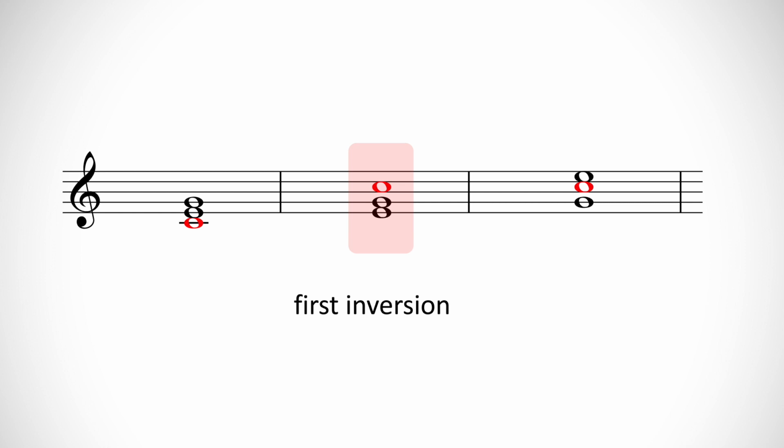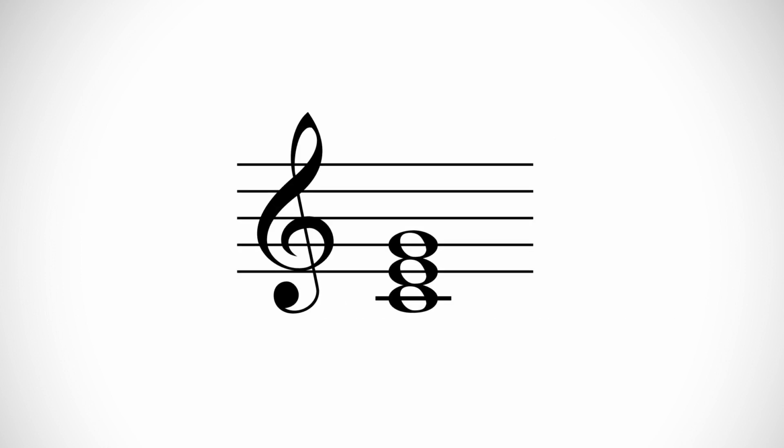If you change this first inversion chord again and move the third, here E, to the top, and then leave the fifth, G, in the bass, what we get is second inversion. This chord is shown on the right. Now let's hear and see each one individually.